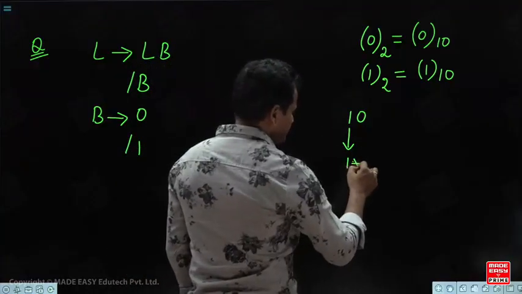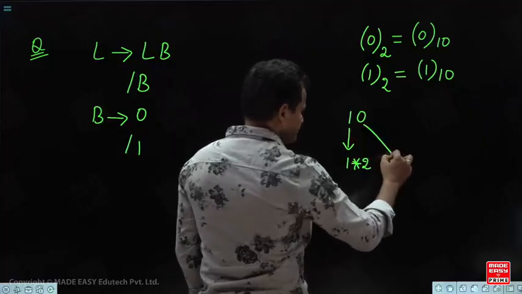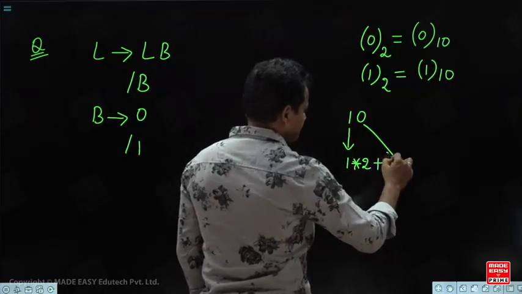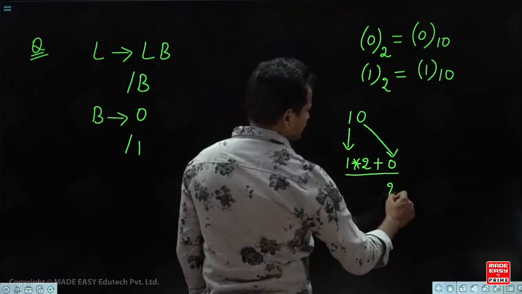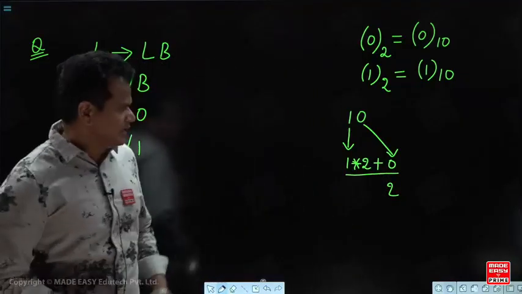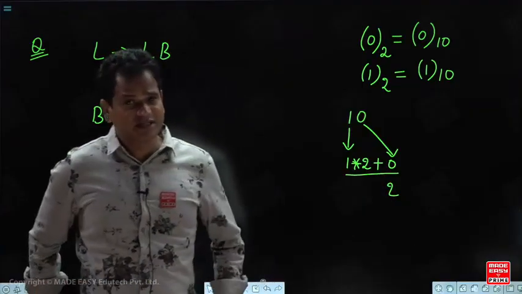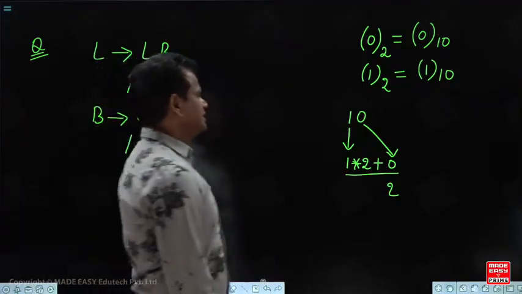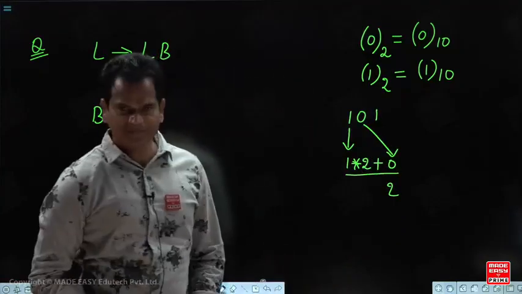Now 1 into 2, just bring this one here. 1 into 2 is 2, 2 plus 0 is 2. So 10 in binary representation is equal to 2 in decimal representation. Yes or no? Now suppose 101, you know that just now we have done 5.